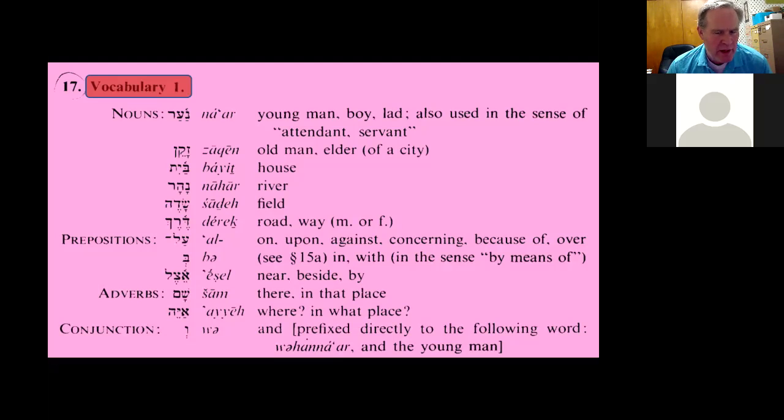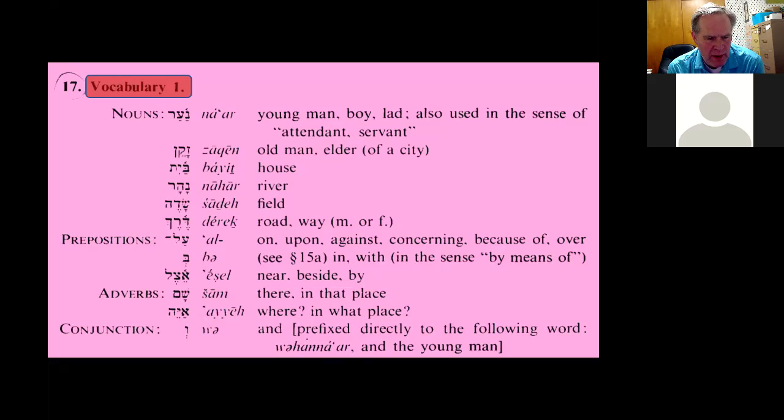Anyway. All right. Derech then was the word for road or way. Okay, those are all nouns, and nouns are normally either masculine or feminine. Okay, prepositions are normally added at the beginning before a noun. So the word al means on or upon, against, concerning, because of, over, or by means of. That's the word al, A-L, which is the ayin and the lamed. If be is at the beginning of a word, it means in, with, or by means of.